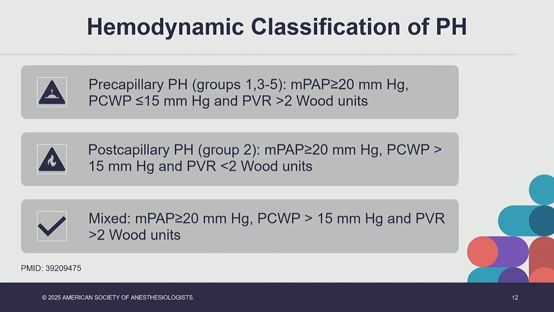Pulmonary hypertension can also be classified into different groups based on the hemodynamic profile, what the cardiologist obtains during the right heart catheterization. So there are 3 main groups: precapillary, postcapillary, and mixed. Precapillary are typically groups 1, 3, 4, and 5, and postcapillary is typically group 2. The distinguishing feature between the two is the wedge pressure and the PVR, pulmonary vascular resistance.